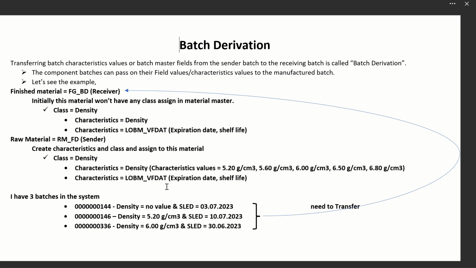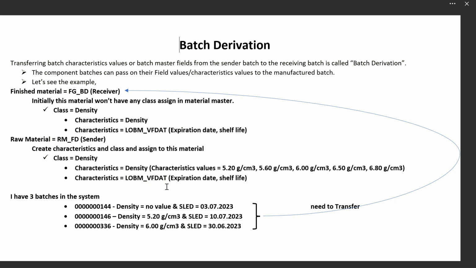So today let's learn batch derivation. See, batch derivation is nothing but transferring batch characteristics values or batch master fields from the sender batch to the receiving batch. So here component batches can pass on their field values, either characteristics values, to the manufactured batch. Let us see an example to understand clearly.